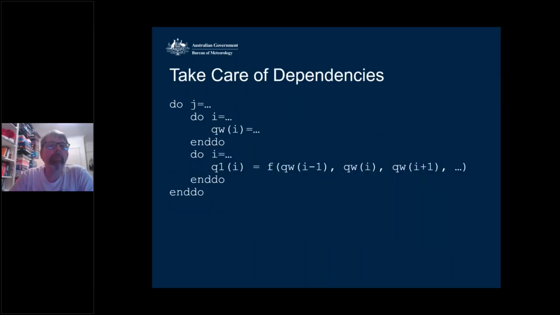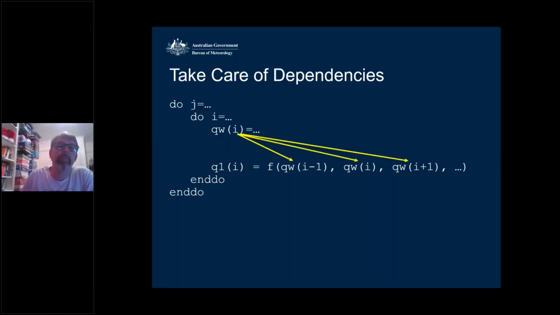There were also some dependencies I needed to take care of. The code actually started with a do j, the outer loop, and had the inner loop do i to compute qw, then a second inner loop which computes qi depending on qw. The first idea you can see is, okay, I can easily convert this into a kernel by just removing this loop, and then I have a nested loop here and everything is fine. But you need to take care of the loop dependencies if you try this, right?